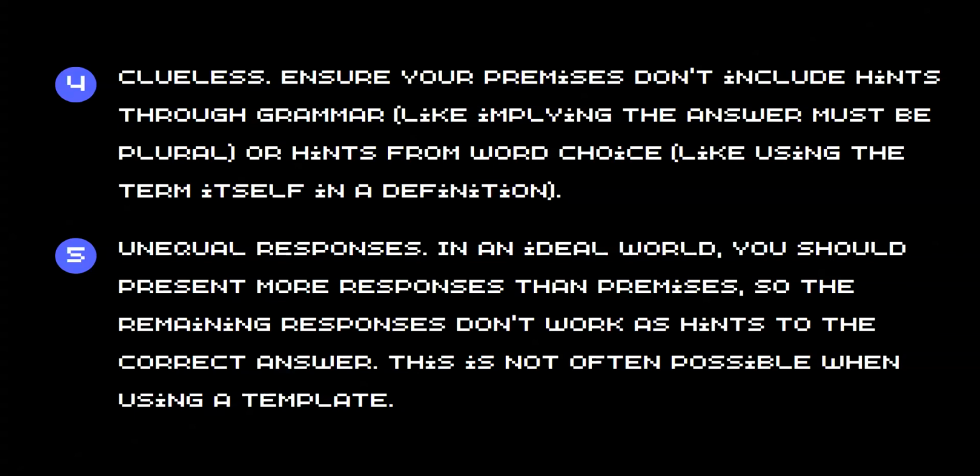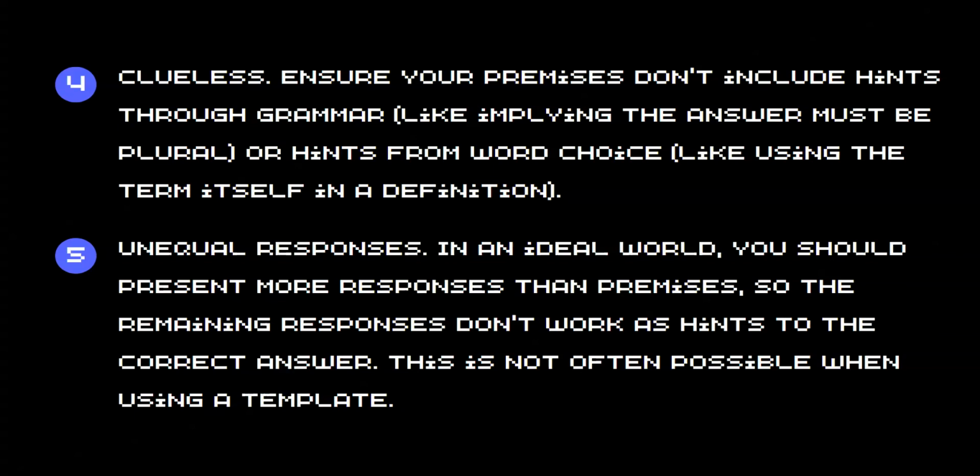Next is clueless. Ensure your premises don't include hints through grammar, like implying the answer must be plural, or hints from word choice, like using the term itself in the definition. And that's my end. Miss Meraline Corbo will continue to explain the other guidelines in making a matching type test.